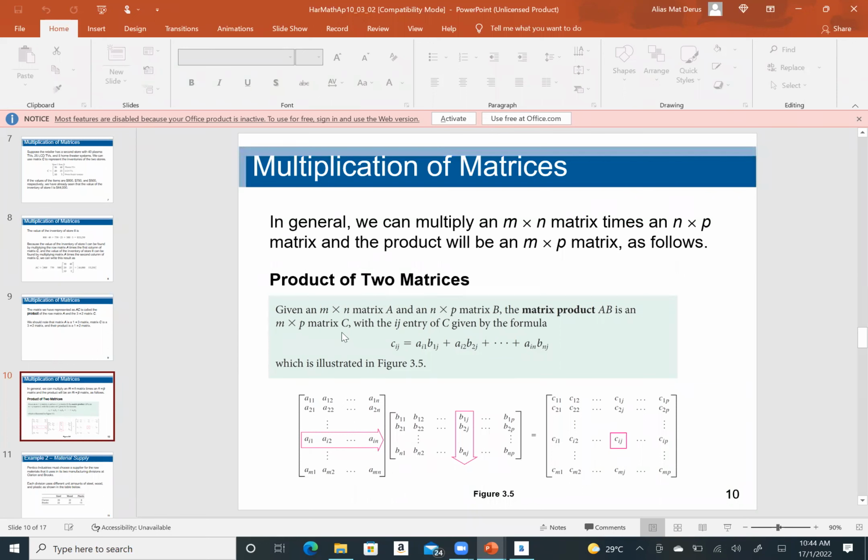And the product matrix, which you call C, the size will be equal to what? The size will be equal to M, the number of rows of A, and P, the number of columns of B. So you get a matrix C of size M by P.